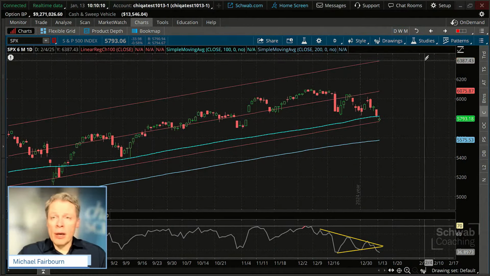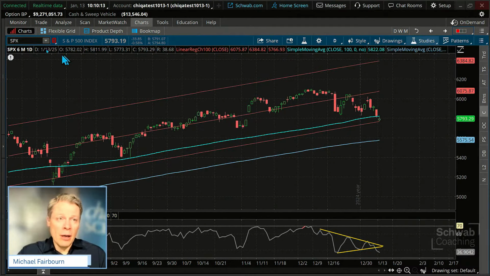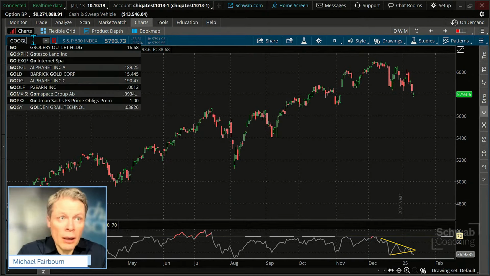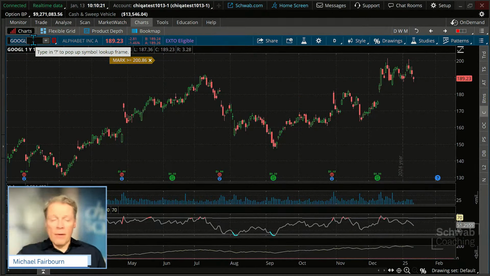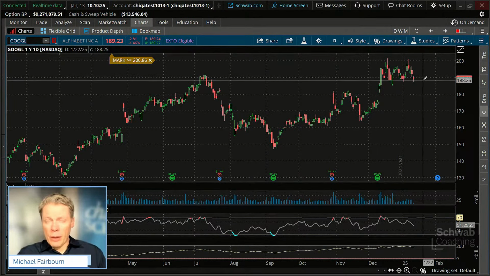Initially, I'm going to go back just to a daily. In fact, I'm going to clear this off, go back to my standard chart here, and we'll go with anything here at this point. But I want to focus initially on Google here for now, or Alphabet. So we'll take a look at this particular setup.